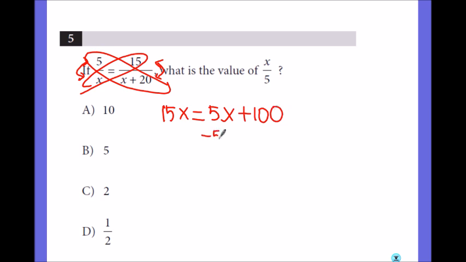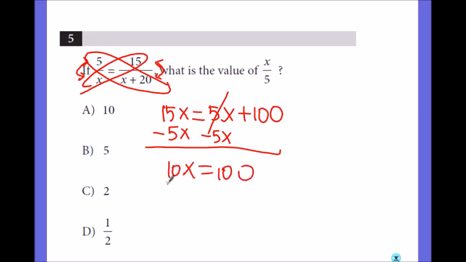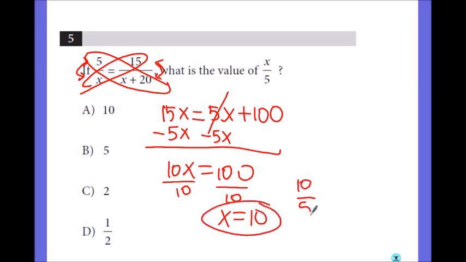So move 5x to both sides. So I get 10x equals 100. So when you divide by 10, x equals 10. So what's the answer? x divided by 5. So 10 divided by 5 is 2.